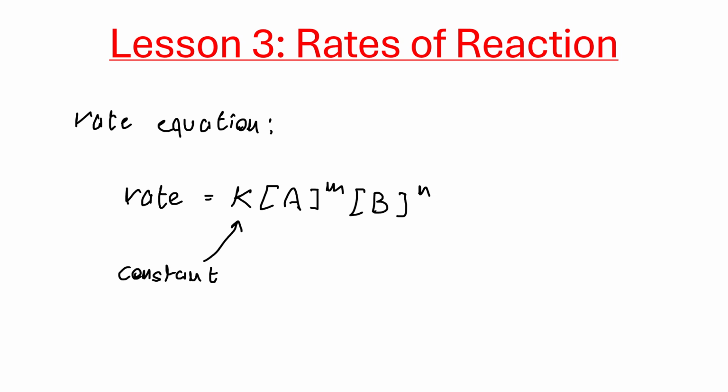You might also hear about the overall order, and that's basically all the orders of reaction added together. So in that case, the overall order would be m plus n. Another quick thing to mention, if you have 3 or more reactants, you would also have C to its power, and so on.